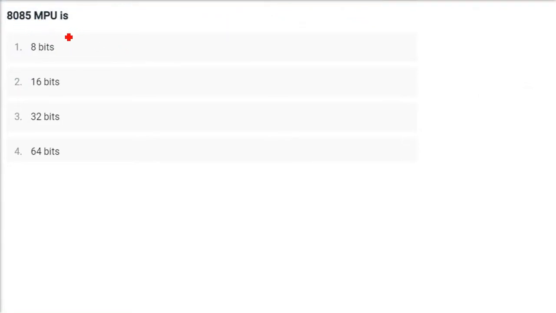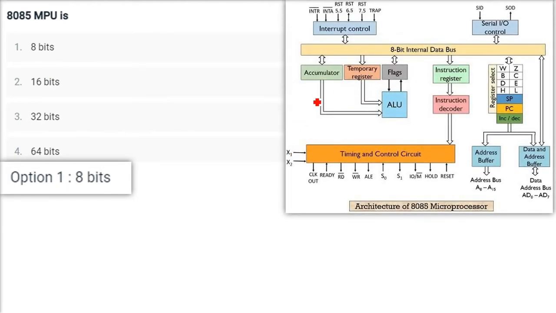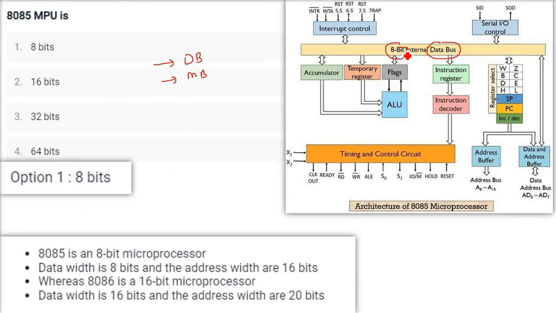The 8085 Microprocessor Unit, MPU, or Microprocessing Unit, is an 8-bit MPU. So why is it 8-bit? You see, it has an 8-bit internal data bus. Whichever processor you talk about, the size or the bits of the data bus will decide what bit size the MPU is. So 8085, 8 bits. It is an 8-bit microprocessor because the data width is 8 bits.